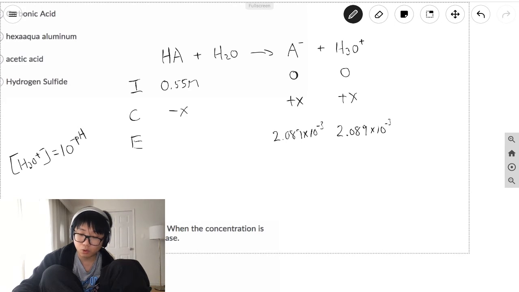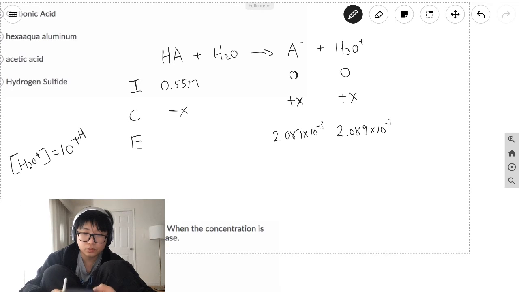And that means if I know what X is, I also know the equilibrium concentration of the HA, because that's just going to be 0.55 minus 2.089 times 10 to the negative 3. So that's going to be 0.5479. You understand what I did so far?